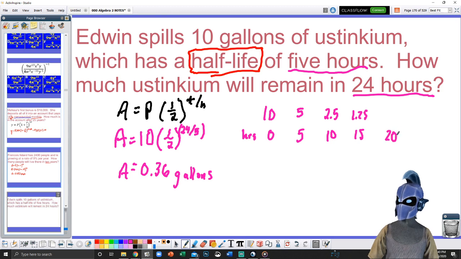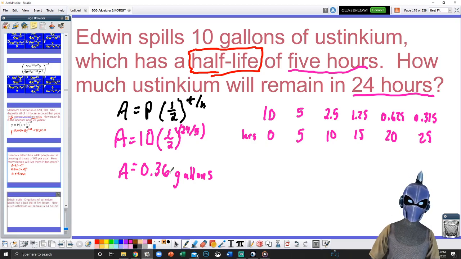And 5 more hours, we're going to cut that in half. And half of 1.25 is 0.625. 5 more hours would be the previous answer times half, or divided by 2. That gives me 0.315. All right, so in 25 hours, I should expect 0.31. In 24 hours, a little bit more than that still. And so, yes, our answer makes sense. If I just lost you on that part, it's just a way to check your answer, so don't panic.